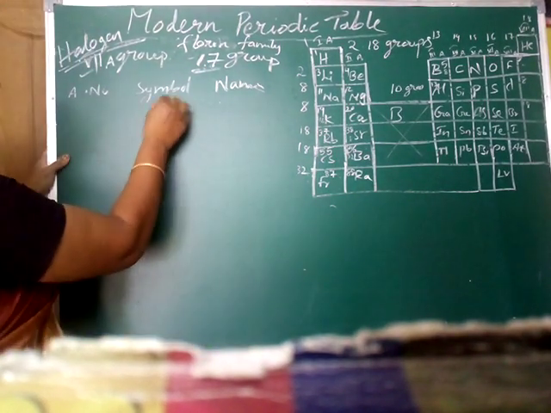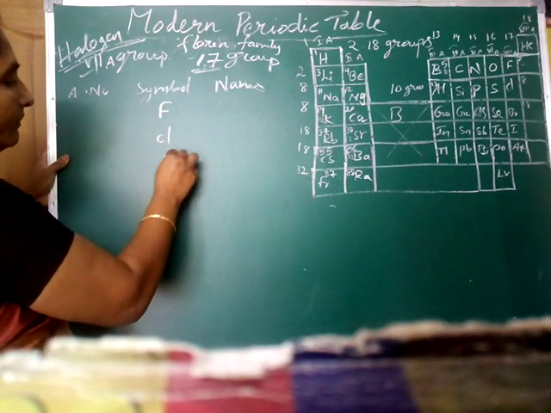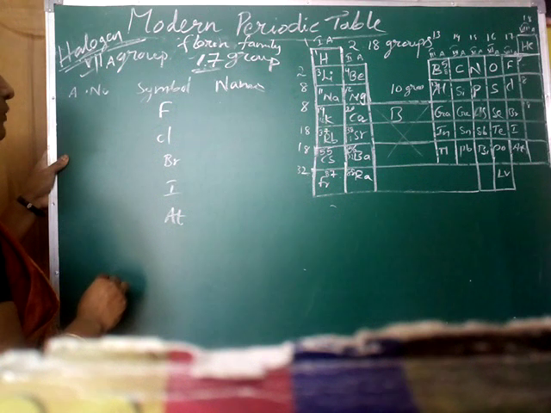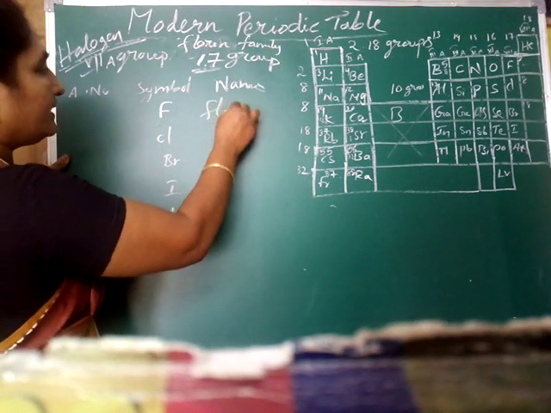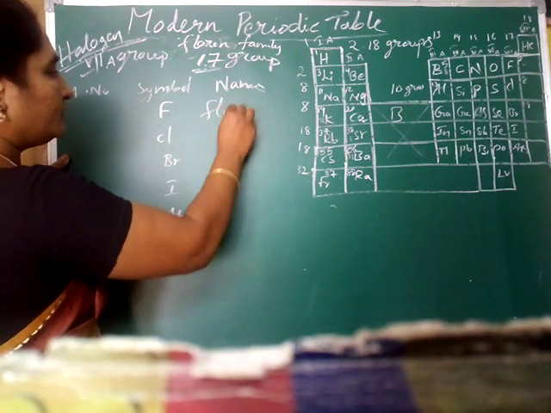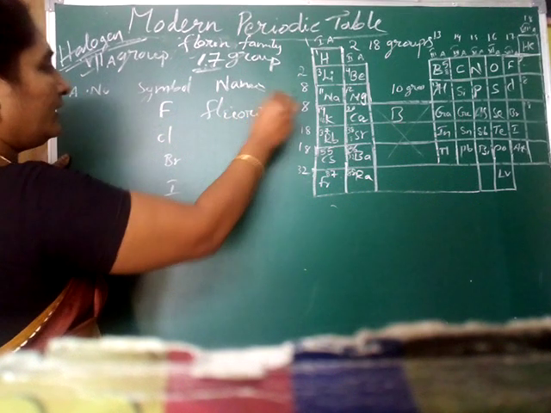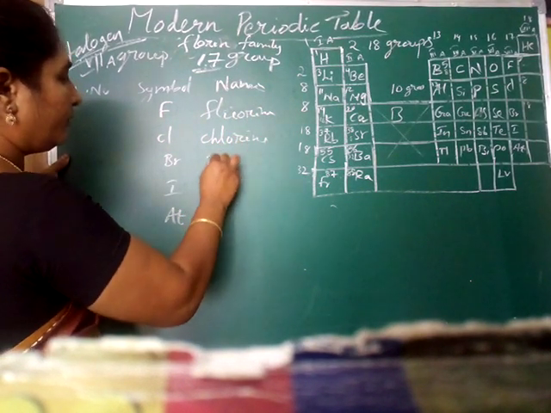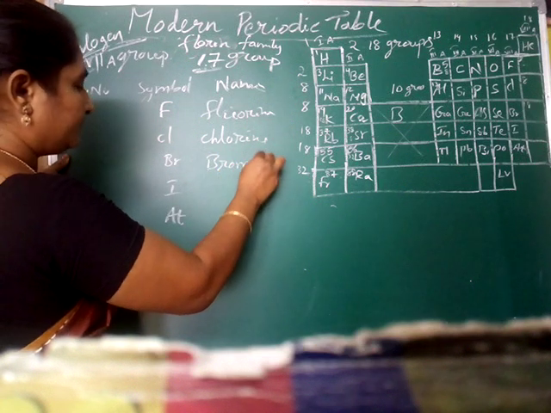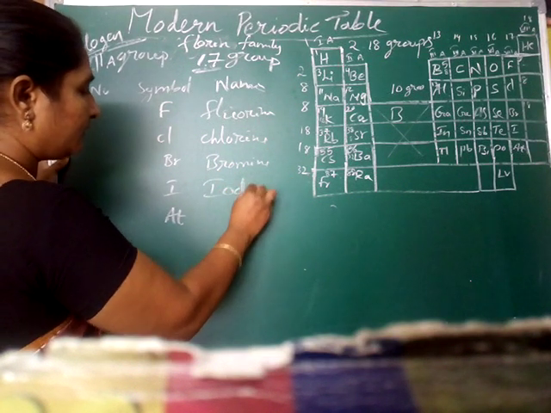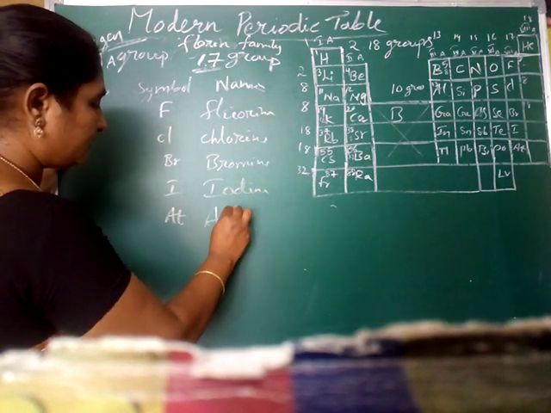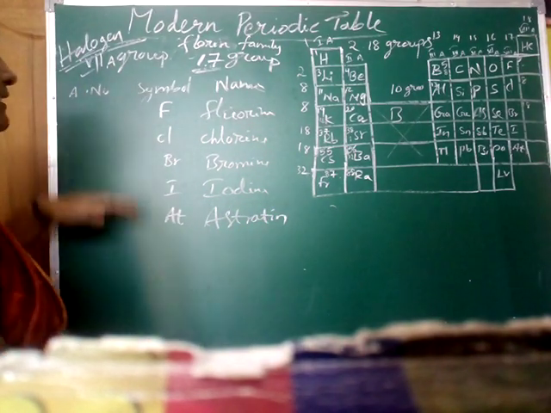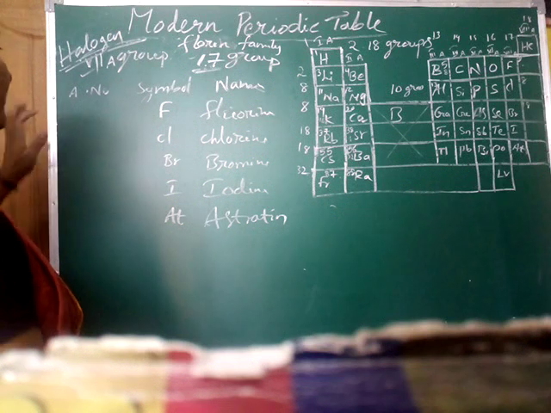I am writing here fluorine, chlorine, bromine, iodine, astatine are the elements in the 7th A group. Writing the symbols: fluorine, Fl, chlorine, bromine, iodine, astatine. These are the elements in the halogen family.